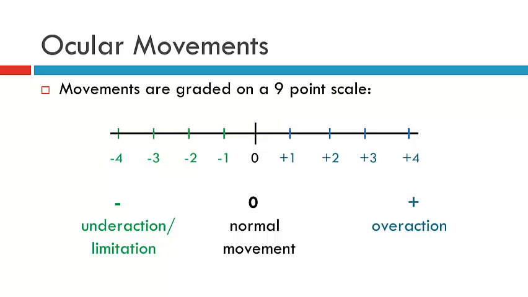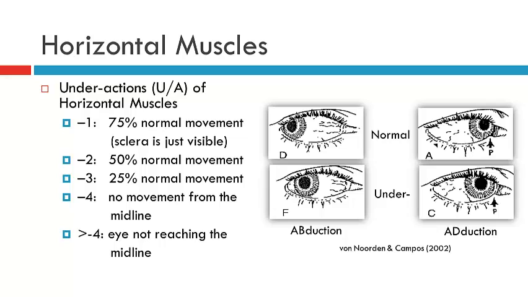Some orthoptists will grade in halves, so you may see notes like 1.5. And it's also worth noting that as you'll see in the subsequent slides, you can actually have an underaction or overaction of greater than 4. Some orthoptists again will actually grade above 4 and say -5, -6, and others will just write greater than 4 in those particular instances.